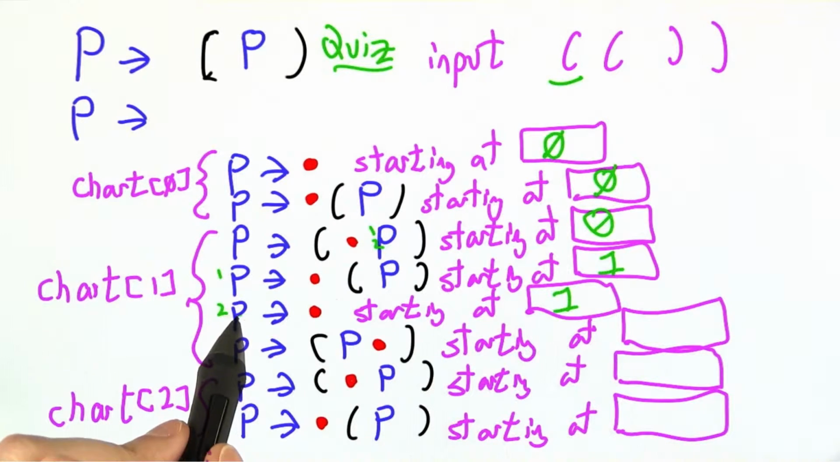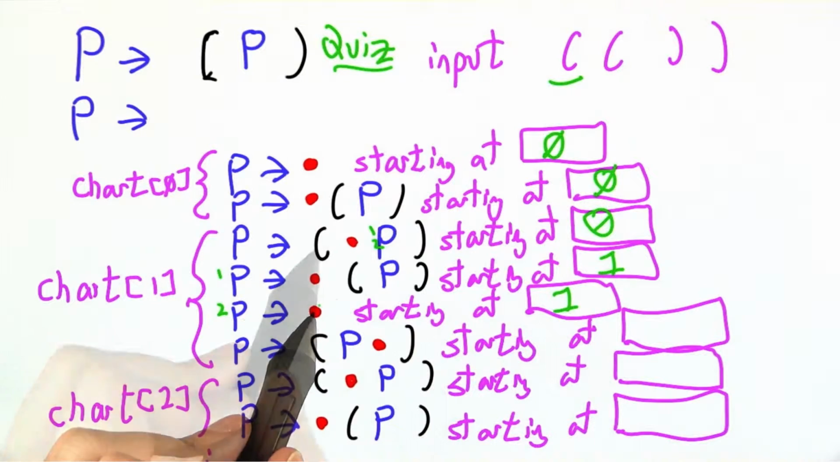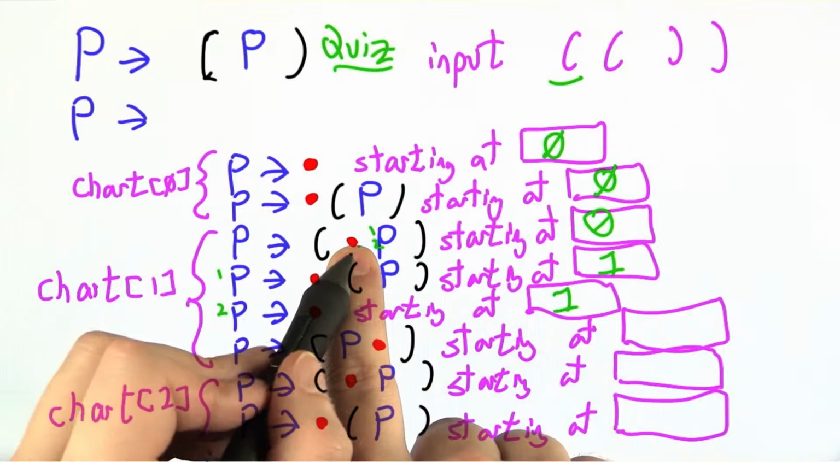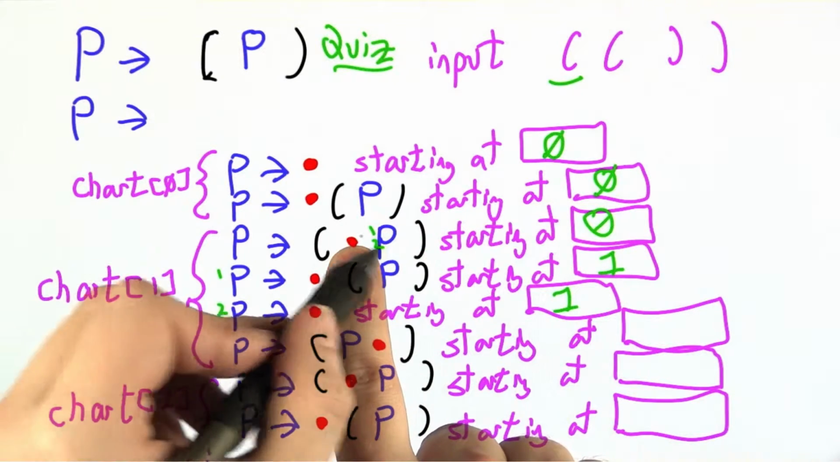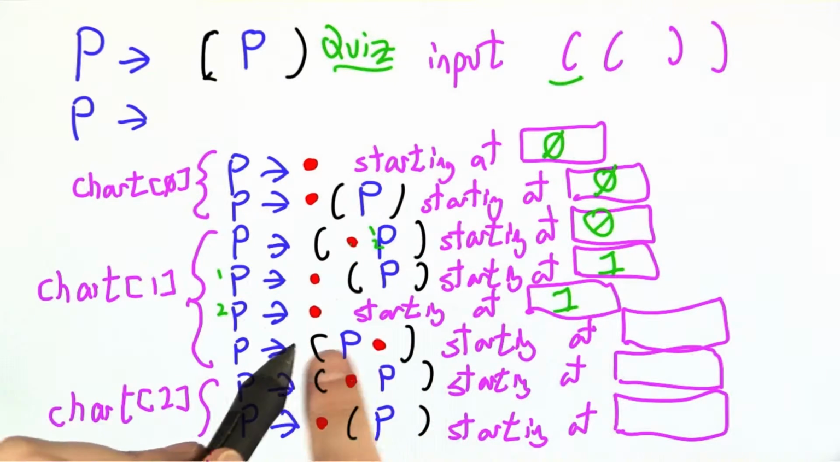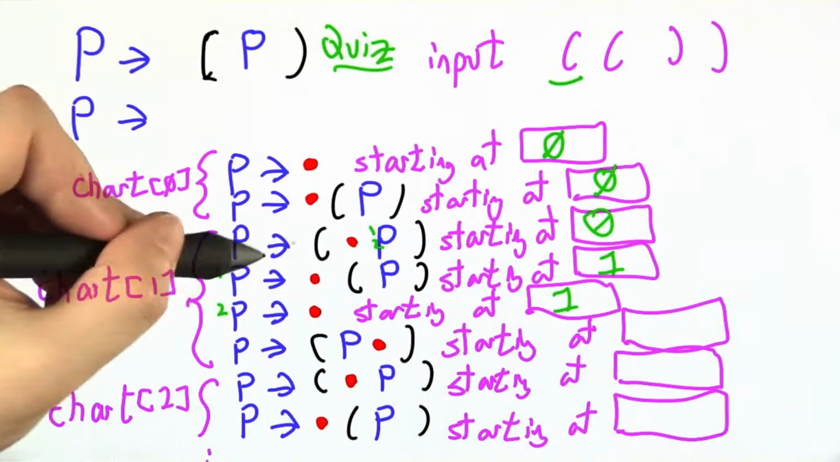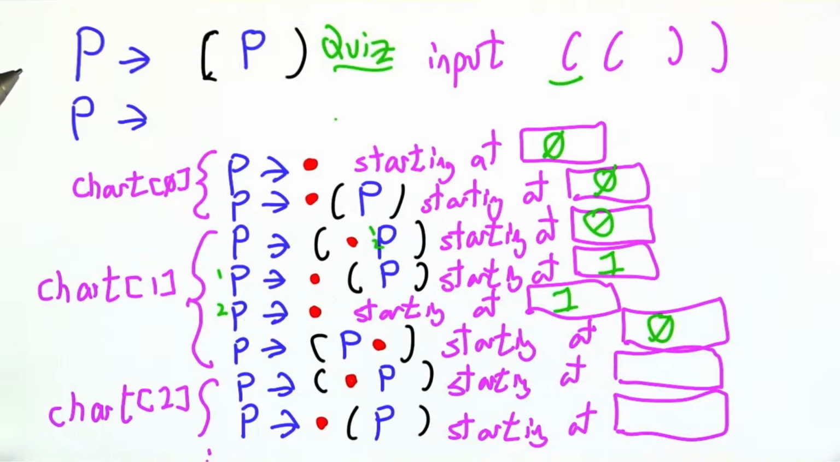Since one of the things I'm considering is that P is totally empty, up here I was thinking, oh, I could have seen a left parenthesis and been expecting a P and then a right parenthesis, but if P disappears, then I'm already past it and I'm expecting a right parenthesis. So I got this from this rule up here, which came from chart position 0.